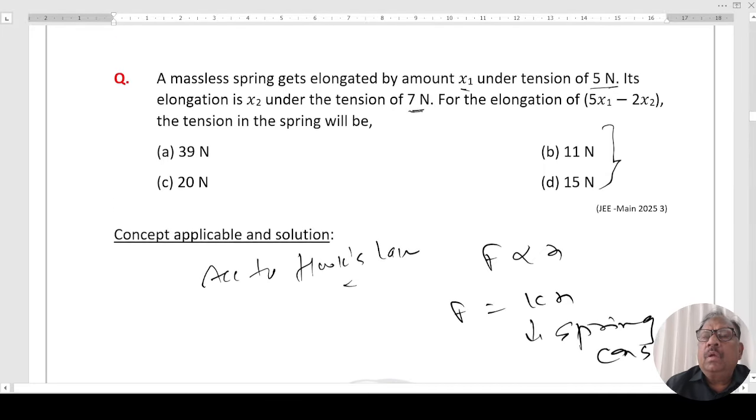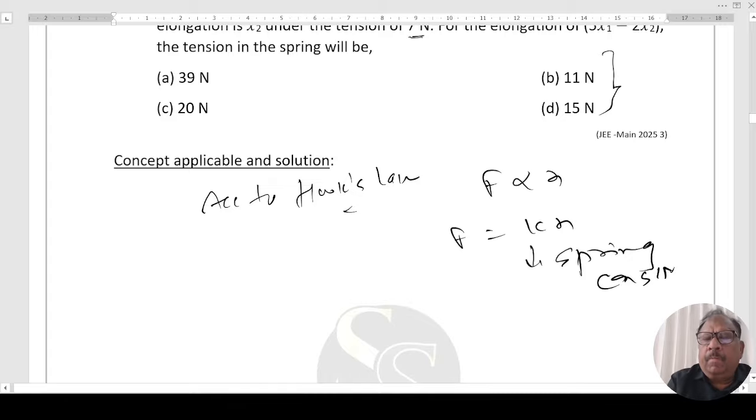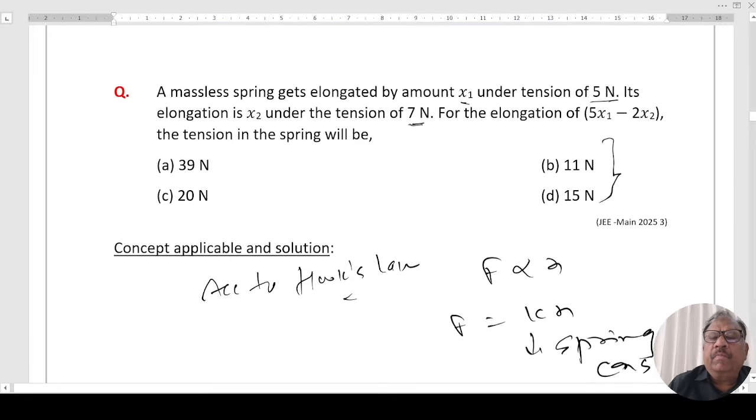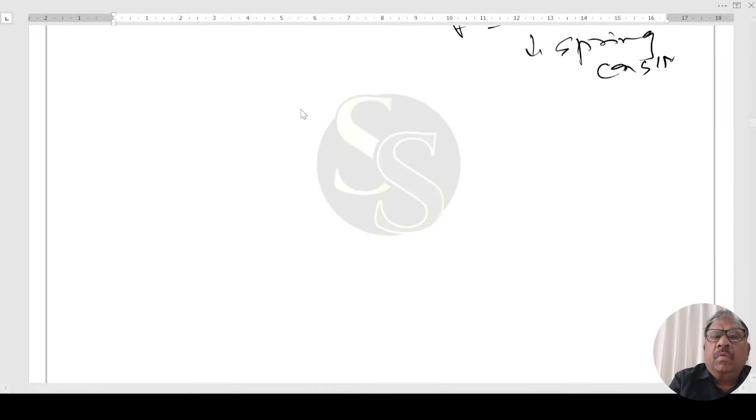Right? Now, x1 is 5 and 7. 5 Newton equals K x1, 7 Newton equals K x2. This is equation 1, this is equation 2.